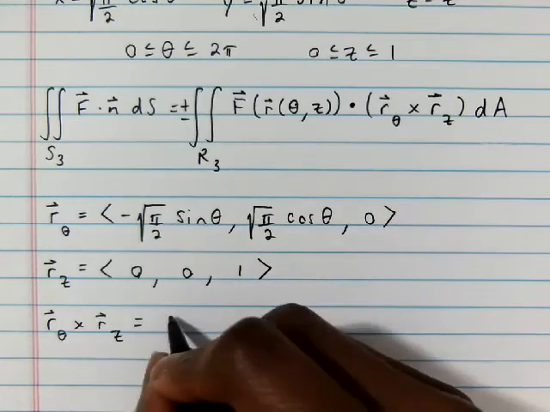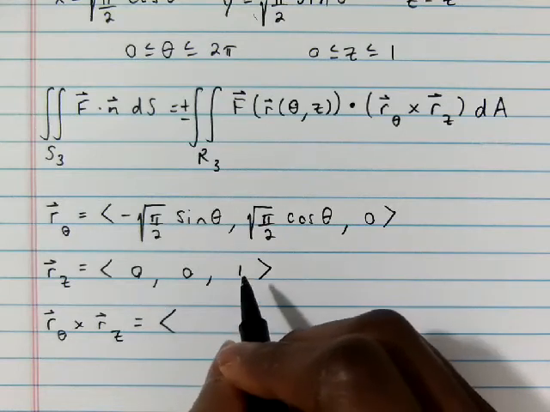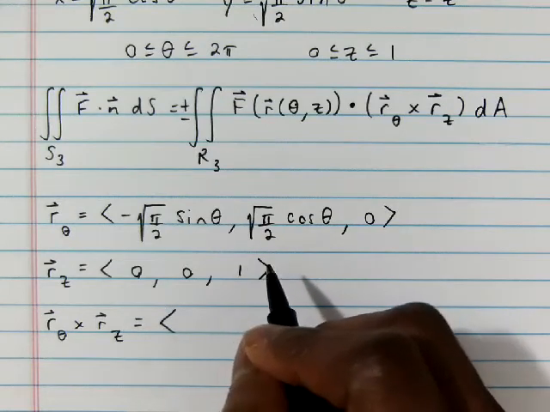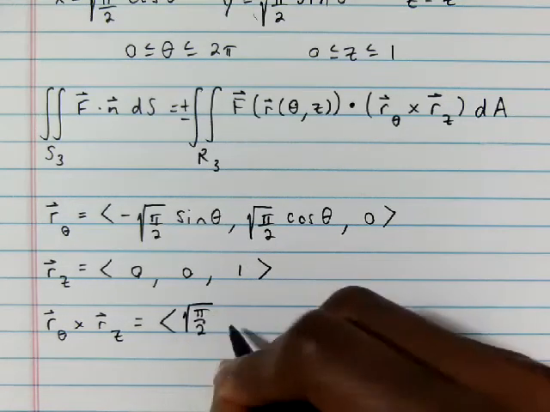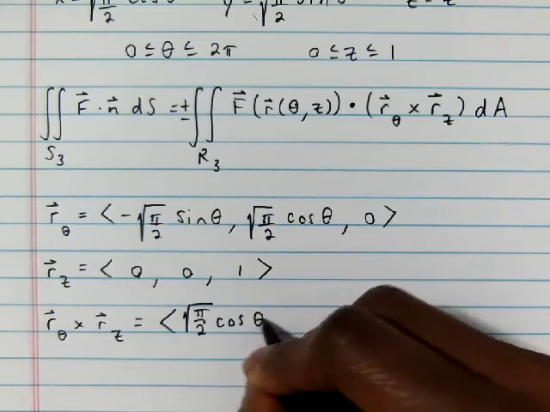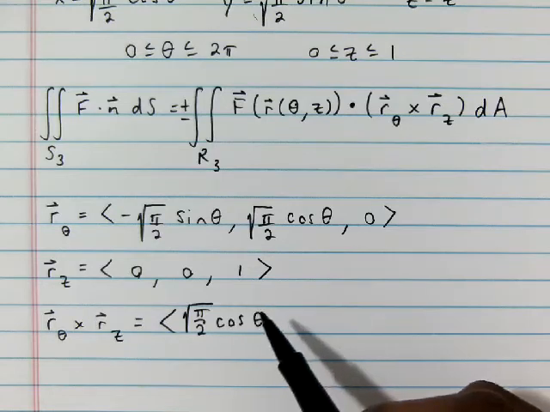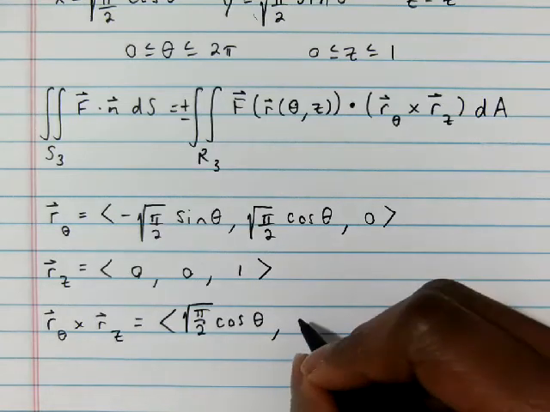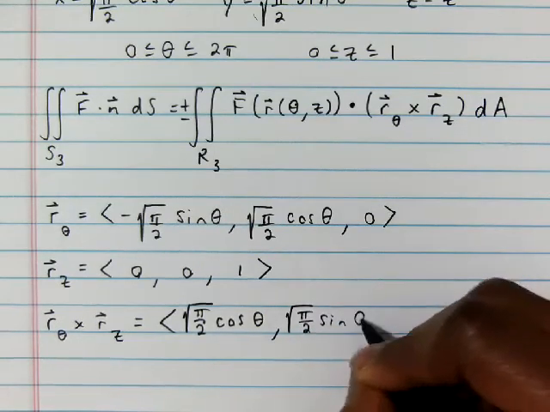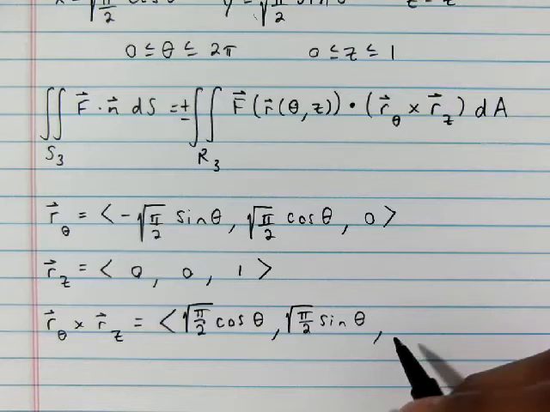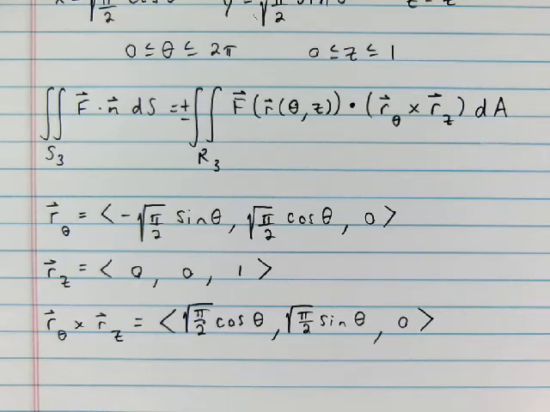So now let's do this cross product. So here we have square root of pi over 2 times cosine theta, square root of pi over 2 times cosine theta, and then we are going to have negative square root of pi over 2 times sine theta. And then lastly, we will have 0. All right, so there's our cross product.